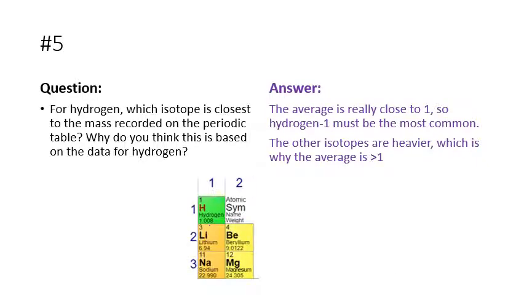Looking at question number 5, it says, for hydrogen, which isotope is closest to the mass recorded on the periodic table? Why do you think this is based on the data for hydrogen? Well, we just saw that hydrogen 1 was the most common, but even if we hadn't seen that table, by looking at the average 1.008 on this periodic table, or it's 1.01 on other periodic tables, it's really close to hydrogen 1. There are other isotopes that are there, that they're slightly heavier, so the average is slightly above 1.